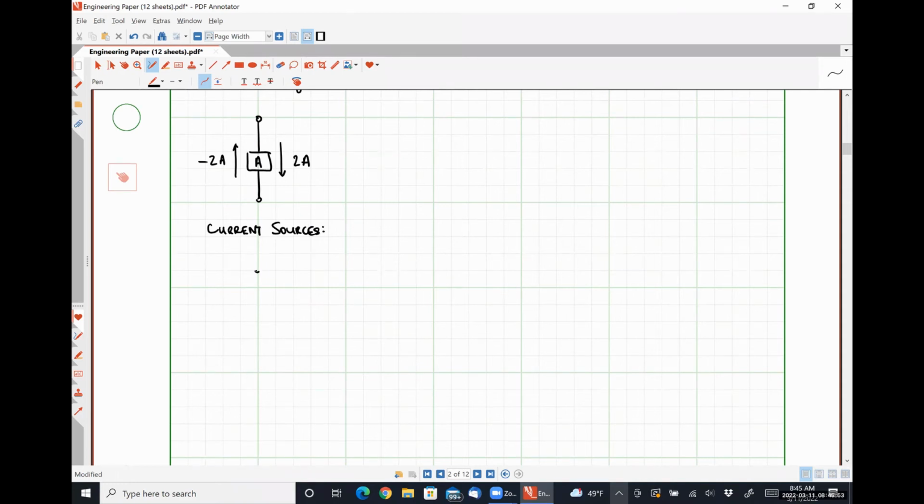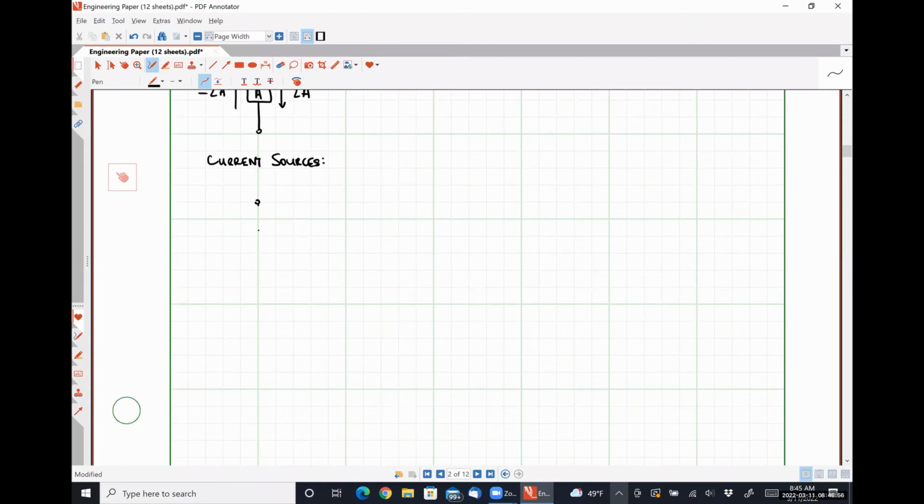Our first current source will be a generic DC current source. So I could call this IS, like so. And so the magnitude of the current is given by the quantity IS, and the direction of the current is given by the arrow in the middle of that circle there. Then we have AC current sources, which are the exact same symbol, except there's a squiggle in the middle telling us that the current varies with time.